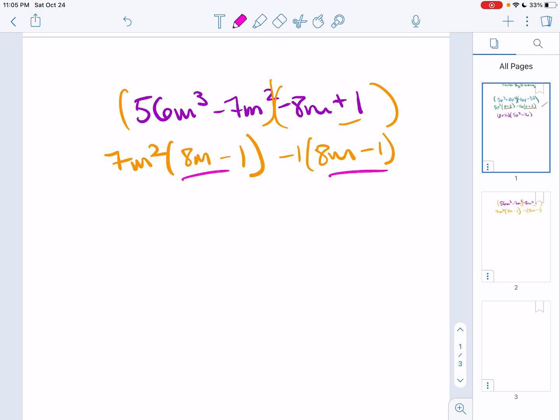We are done because both of those factors match, so now we just need to write our factors. 8m minus 1 and 7m squared minus 1. And that's it.